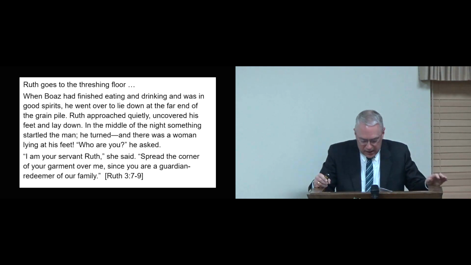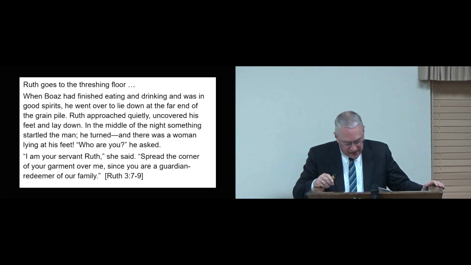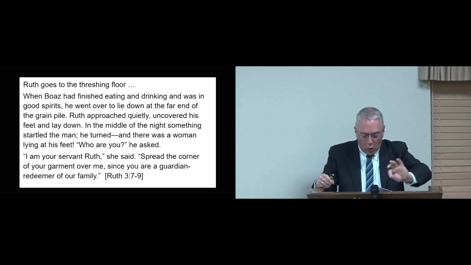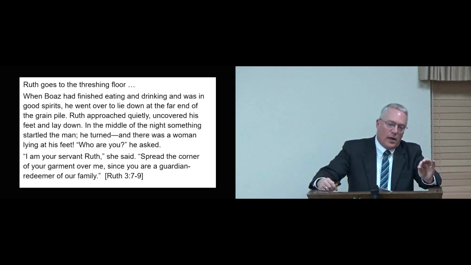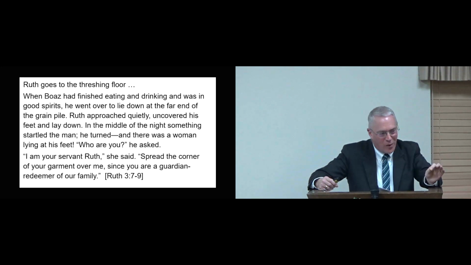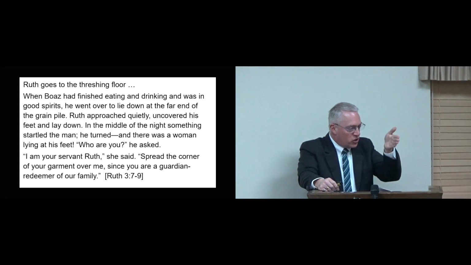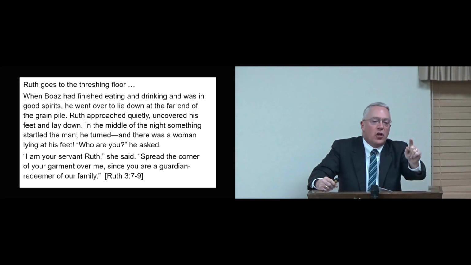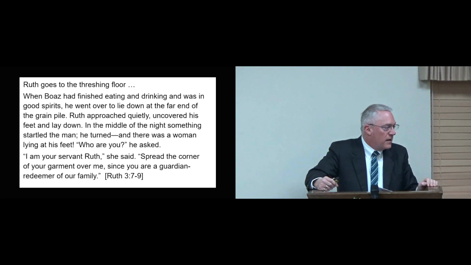In the middle of the night, something startled the man. He turned, and there was a woman lying at his feet. "Who are you?" he asked. "I am your servant Ruth," she said. "Spread the corner of your garment over me, since you are a guardian redeemer of our family." Now, if you dig into it, what she was effectively doing is proposing to Boaz. Not the way things are normally done, of course, but that's what she was doing. And she was saying, "Look, you are a kinsman redeemer. I am asking that you marry me in order to protect Naomi's family."